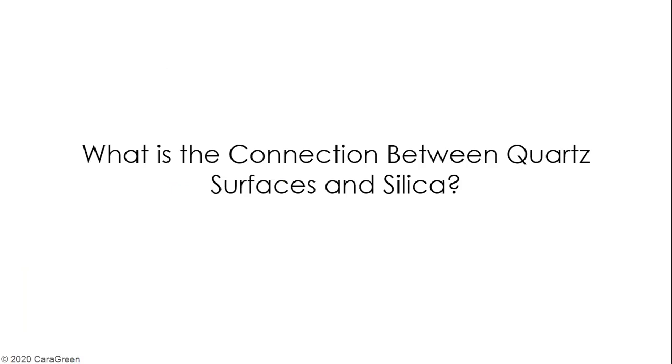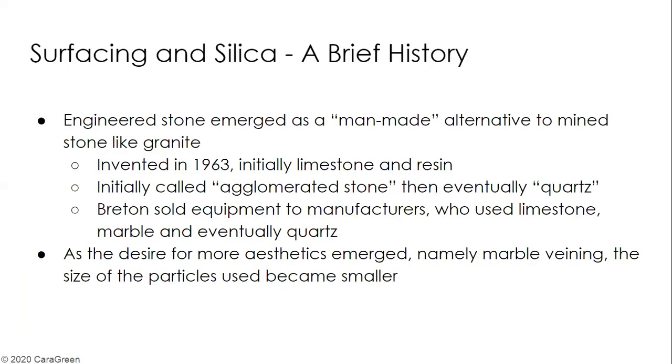What's the connection between quartz surfaces and silica? Well, we talked about it before. Quartz is the most abundant type of crystalline silica. Quartz is mined, pulverized, and placed into these giant quartz slabs.